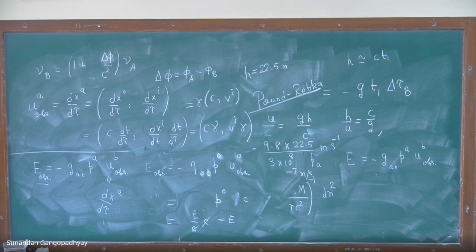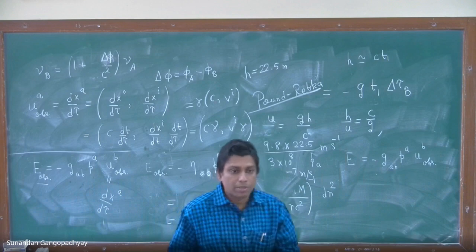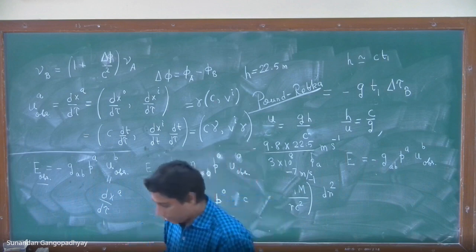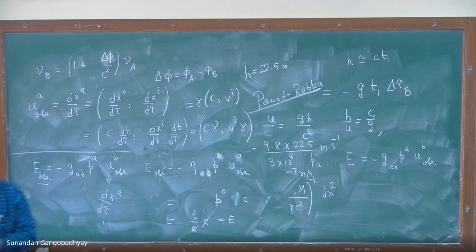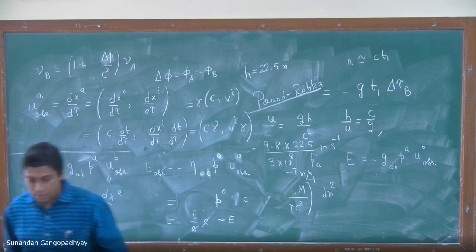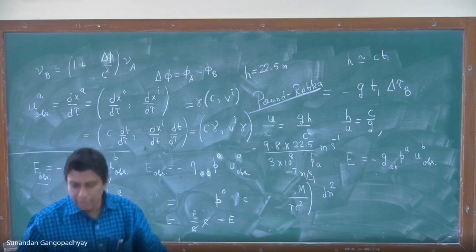This is a digression. And now, if you have enough energy left, then I will go to the Schwarzschild metric, or maybe we can stop here and take some questions. Because I want to show the gravitational time dilation result from the Schwarzschild metric, and that we will do in the next class. So, do you have any questions?